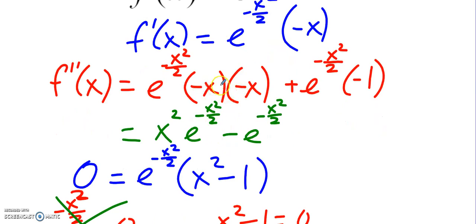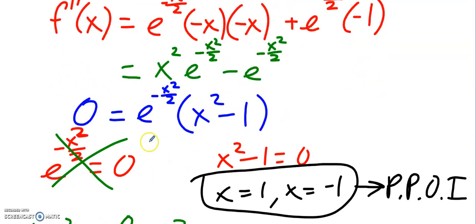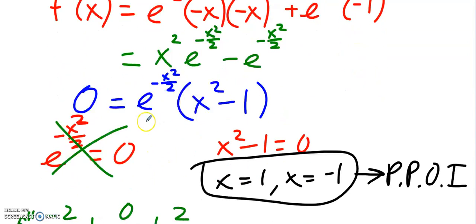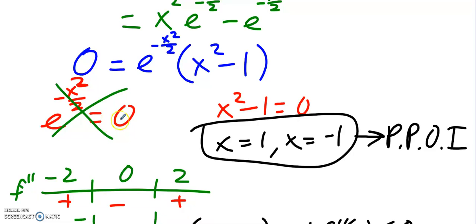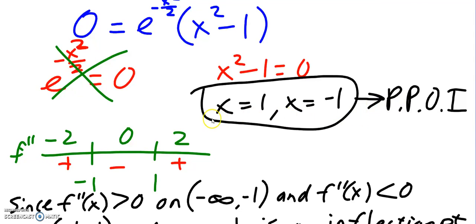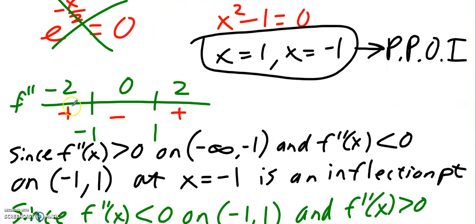Simplify a little bit, combine like terms. Negative x times negative x is positive x squared. This becomes just negative e to the negative x squared over 2. Factor out an e to the negative x squared over 2. Set the derivative equal to 0. E to the negative x squared over 2 can never equal 0. I get x squared minus 1 equals 0, x equals 1, x equals negative 1. Those are my possible points of inflection.